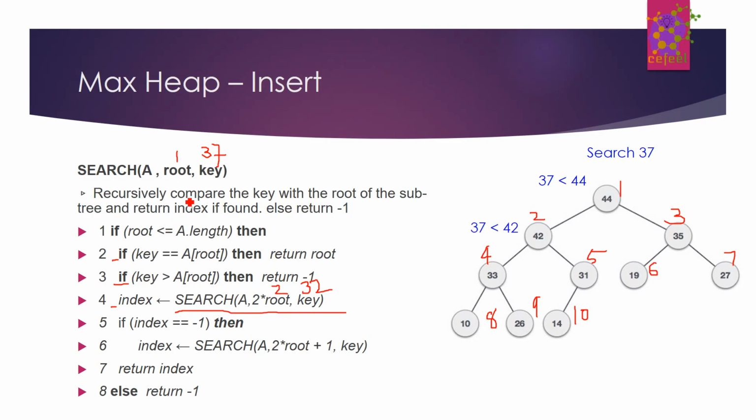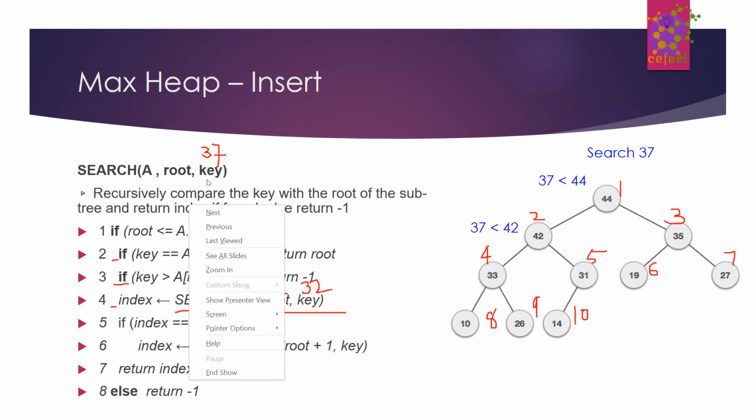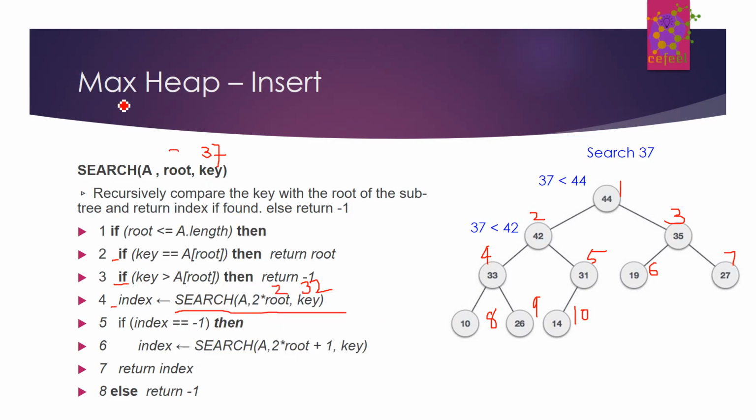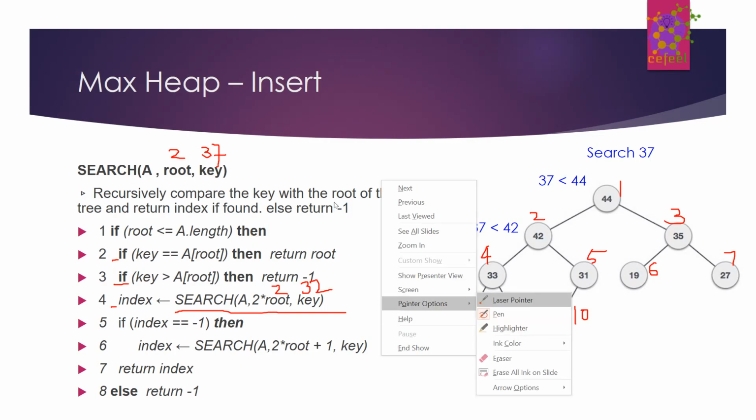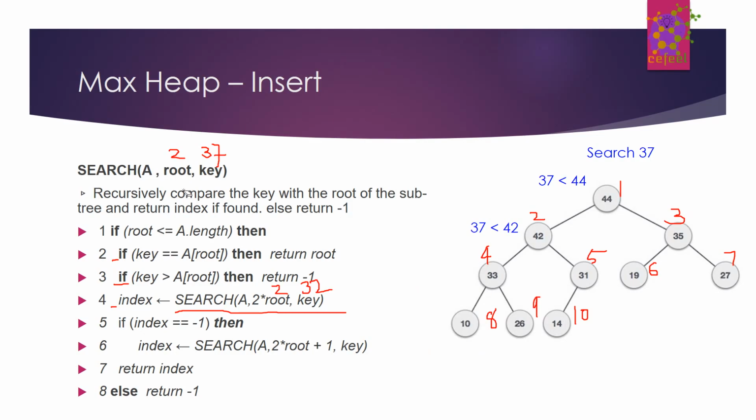Now when this recursive call is called, the same method is called with different values. So the root now changes to 2, and we perform the same operation. Step 1, step 2 will fail. Step 3 will also fail because 37 is less than 42. So we'll come to step 4 again, and in step 4 we will again call the recursive method with the left child, which in this case is 2 * 2, which is 4. So we will call search 4, 37.